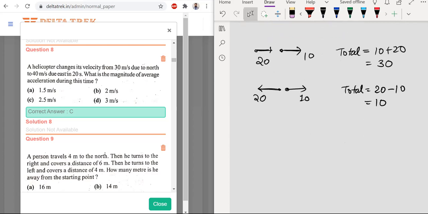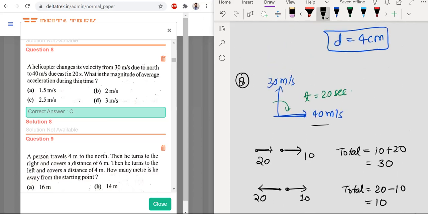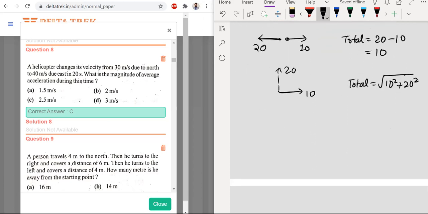The similar thing happens when two things are perpendicular. If the two things are perpendicular, as I explained, the total is calculated using the Pythagoras theorem. That means 10 square plus 20 square. That's how we solve it when they are at 90 degrees. So for this particular question, we cannot subtract or add these directly. They will be solved from a different perspective. It is like x and y. We cannot solve x and y directly; we'll be solving them separately.